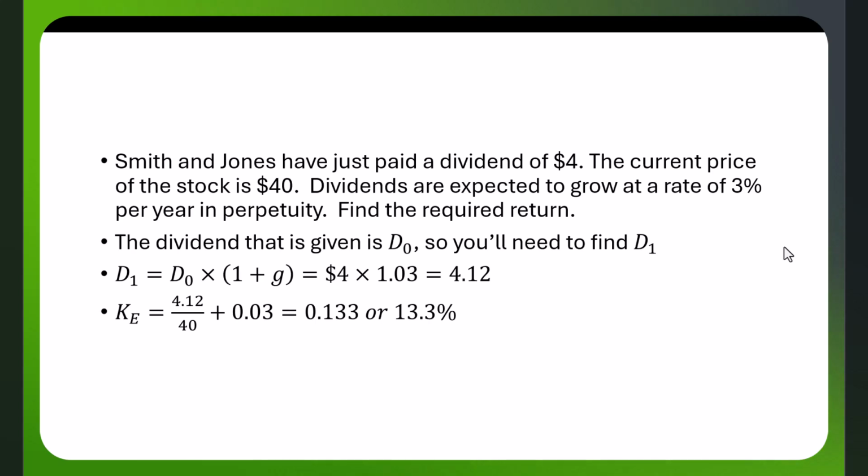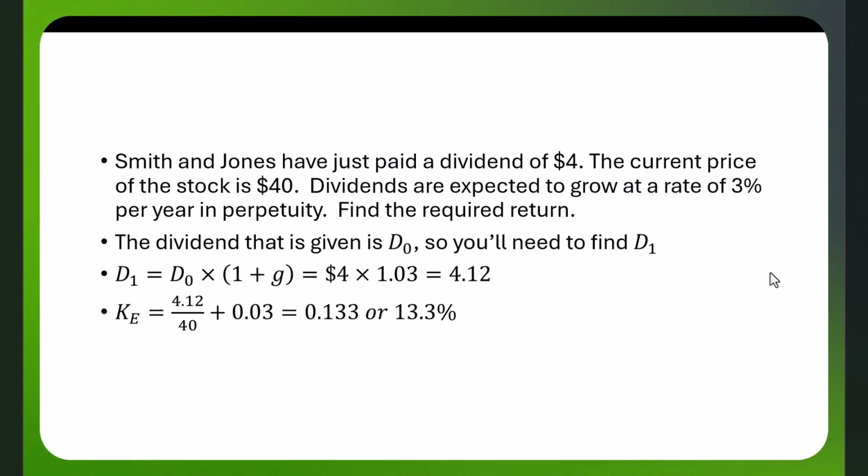Dividend next period is just going to be the future value of D0, so it's just going to be D0 times 1 plus the growth rate. So it's $4 times 1.03, or $4.12. So here it's $4.12 divided by 40, that's our dividend yield, plus 0.03, and we get 0.133, or 13.3%.